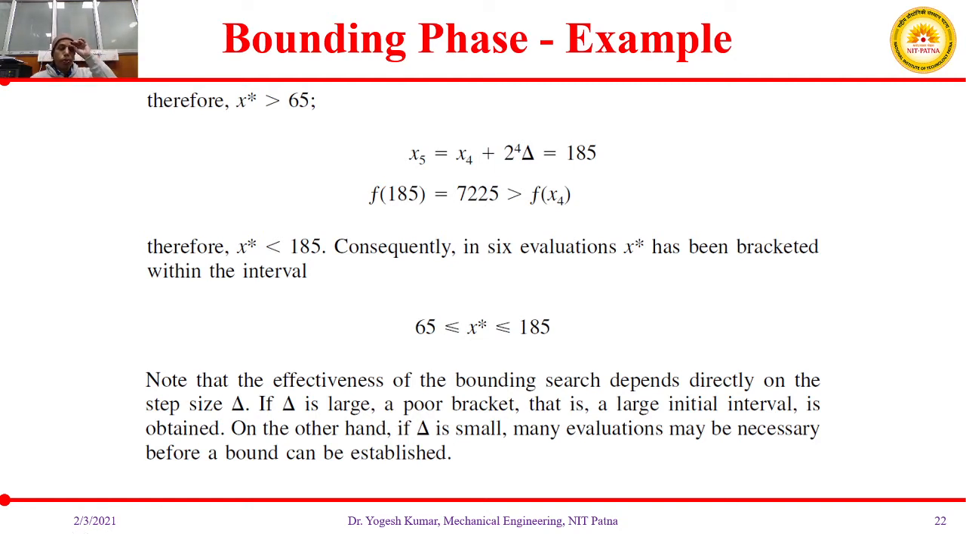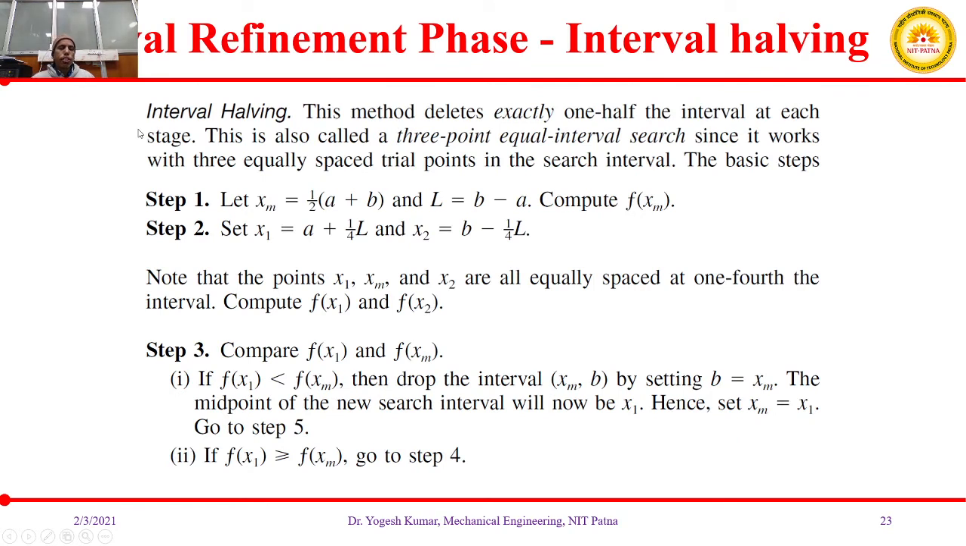Okay, so once we have found the interval in which the optimum value of x will lie, we can go to the next stage, which is called internal refinement phase. Okay, there are several methods, but I will be discussing only the commonly used method, that is called internal halving method. Okay, so in internal halving, we are halving each stage.